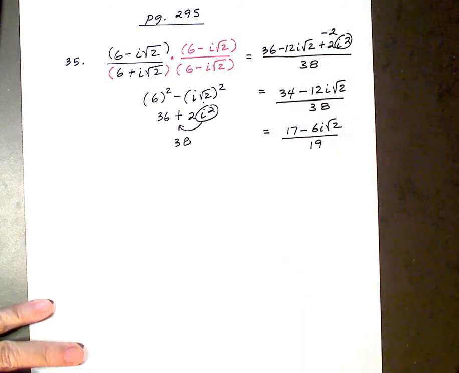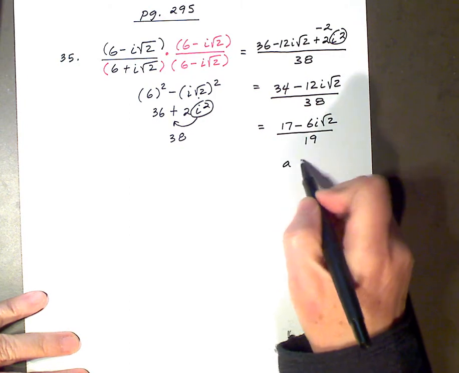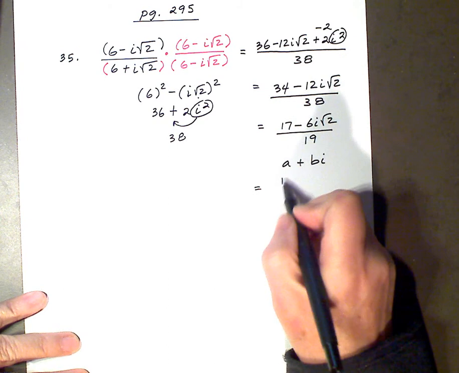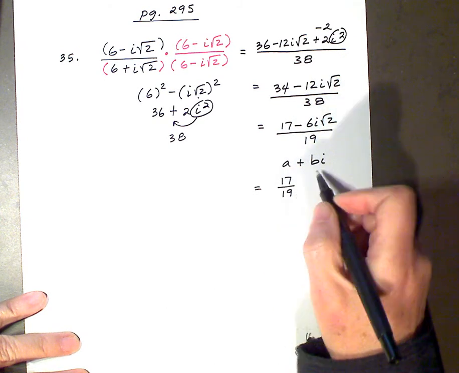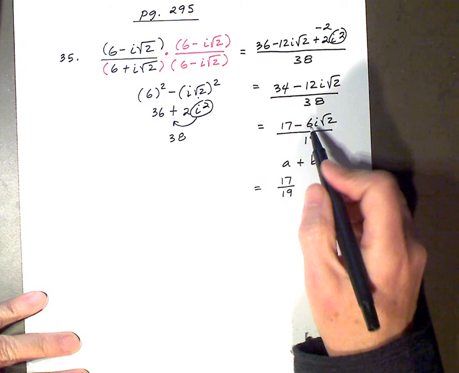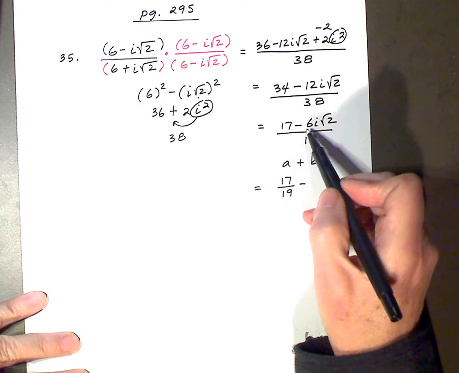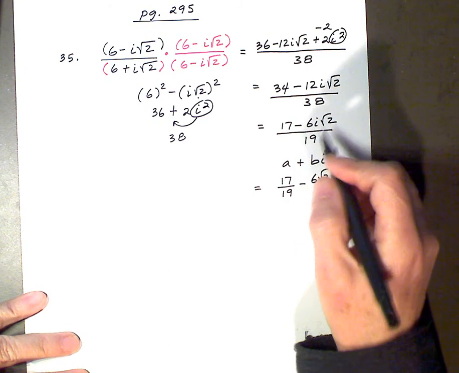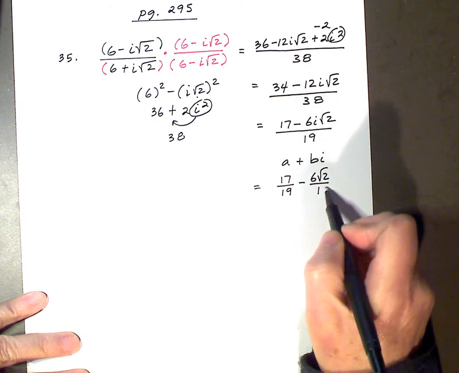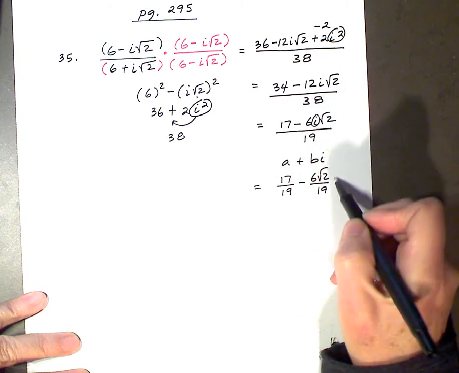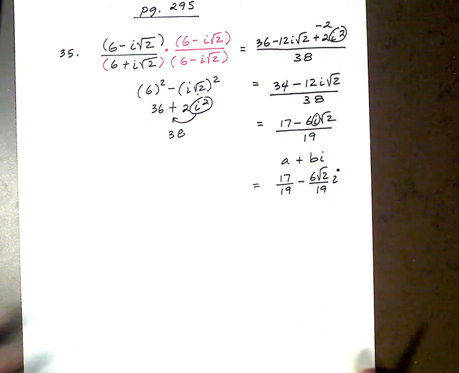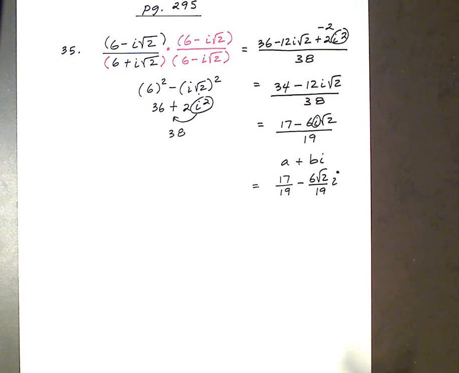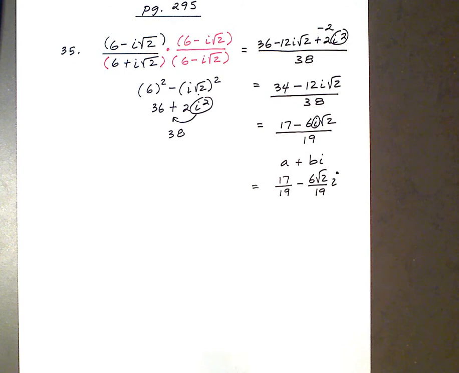So now to put this in a plus bi form, I'll have 17 over 19 is the a, plus, okay, so it's minus here, and I'm going to have the 6 and the root 2 together. Those are the real parts, over 19, and then take the i and write it like so. So 17/19 minus 6 root 2/19 times i is in complex form. So that's the quotient in complex form.